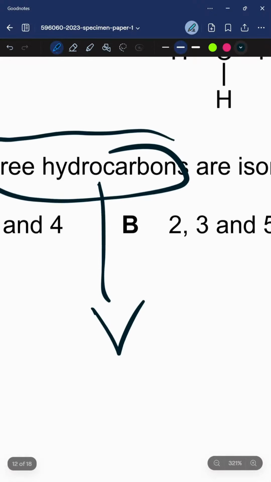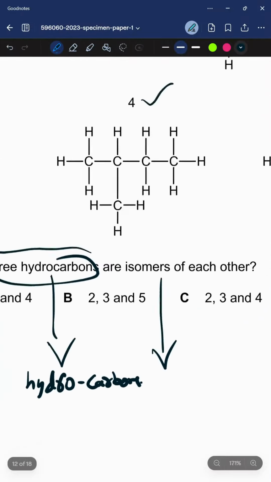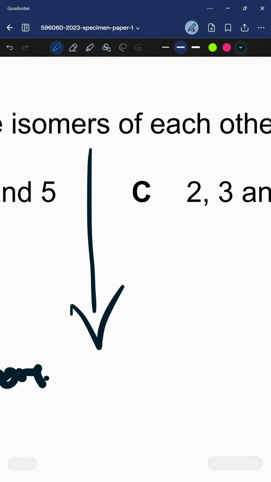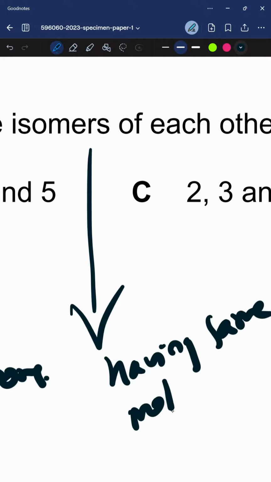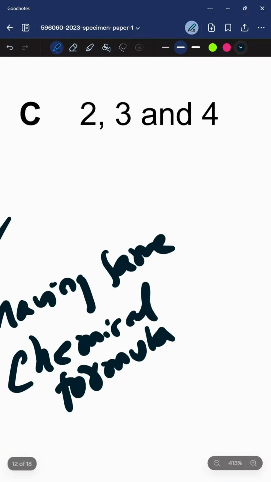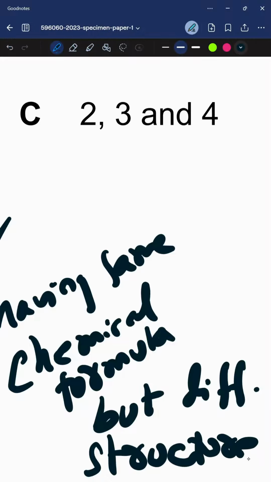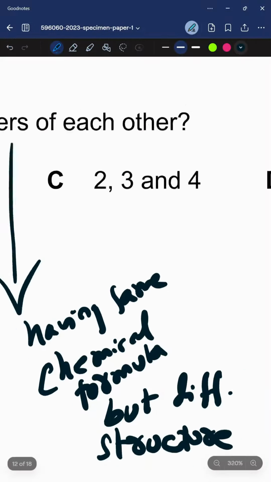So a hydrocarbon is a molecule which is made up of hydrogen and carbon atoms, right? That's why we call them hydrocarbons, like hydro and carbons. Similarly, isomers are those molecules which have the same molecular formula, or the same chemical formula, but different structure. They will have different molecular structures, but the same chemical formula.